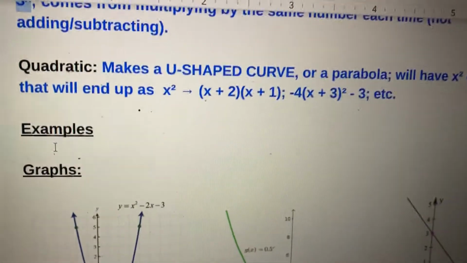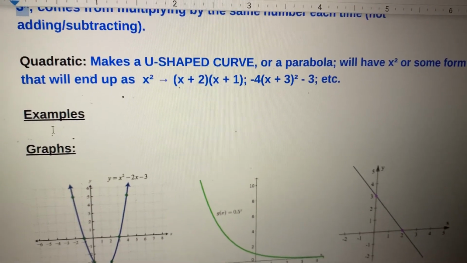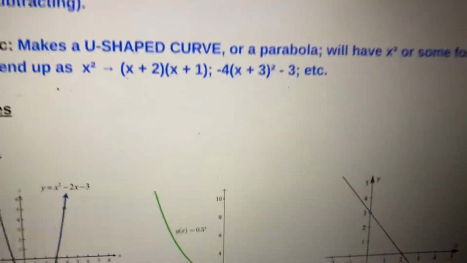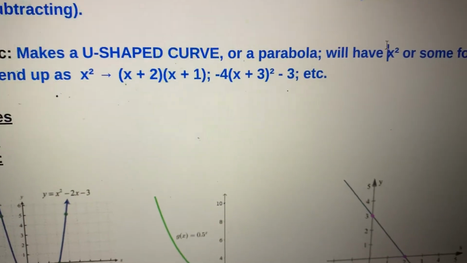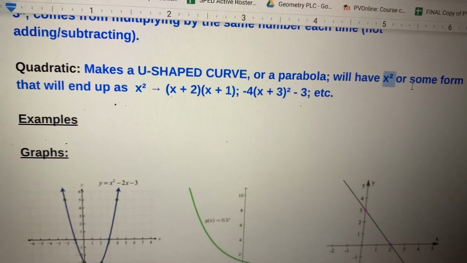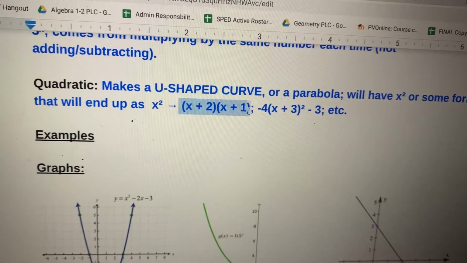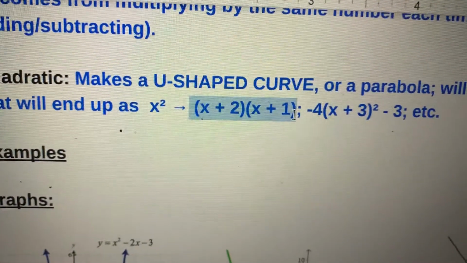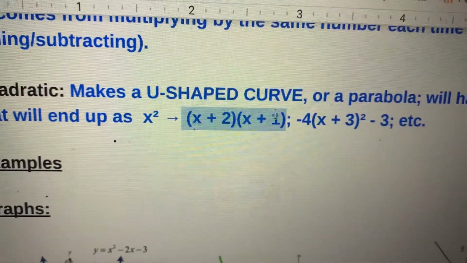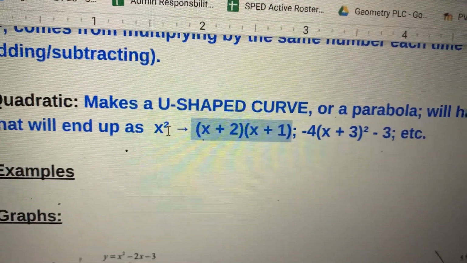And lastly, quadratic is what we've been working on for a while with Algebra 2. So it makes that parabola or U-shaped curve. It will have x squared, so it'll have x squared in the equation, or it'll have some form that will end up as x squared, okay? So for example, this is factored form here. It doesn't say x squared right away, but if we did the box method and we multiplied that, we would get x times x here, x times x, which would give us x squared. So eventually it would give us x squared.